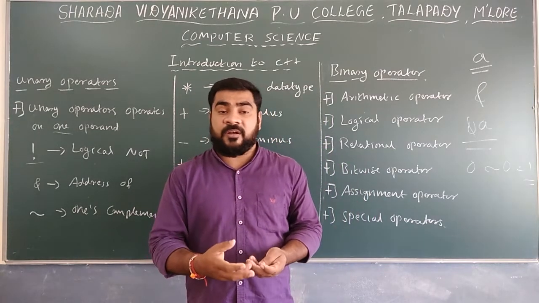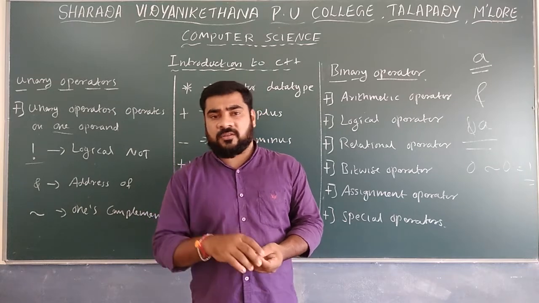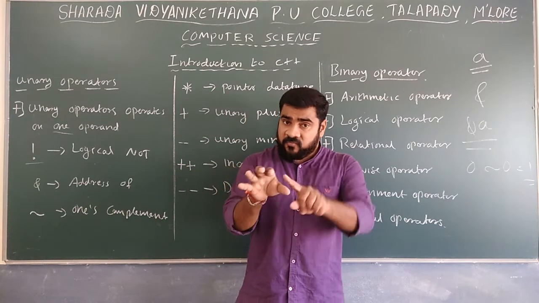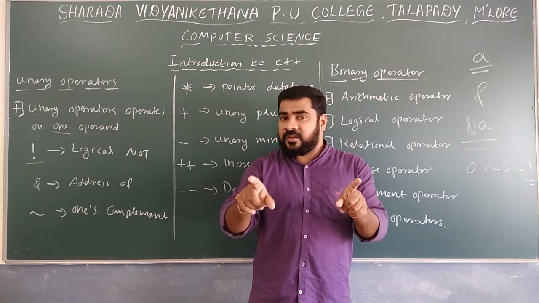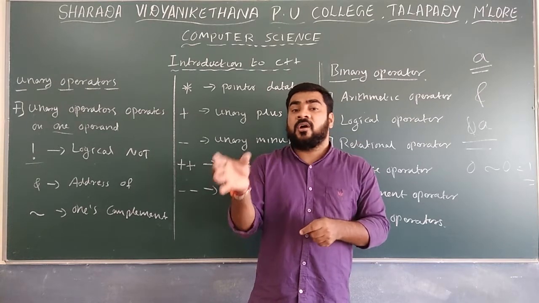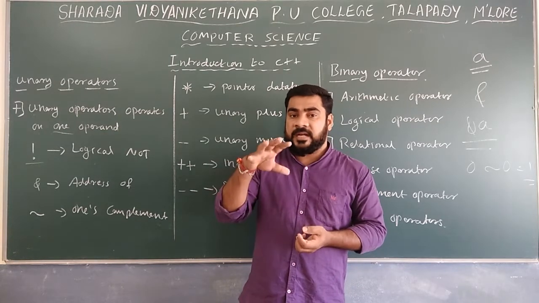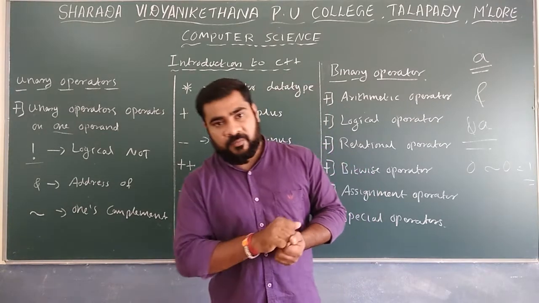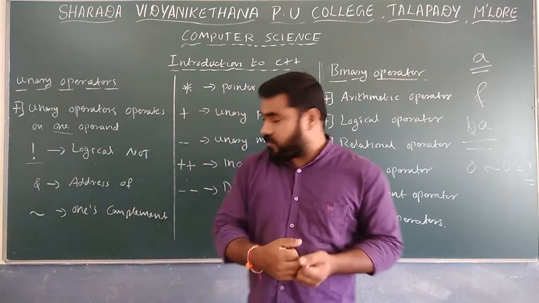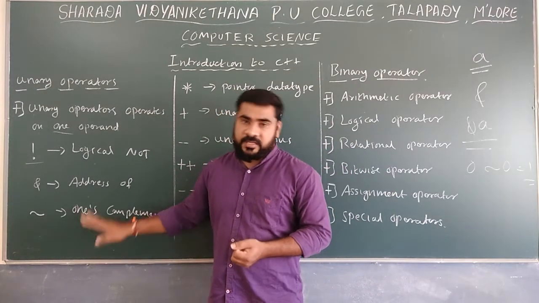So what does ones complement mean? If the value is 0, the ones complement is 1. Whenever the value is 1, the ones complement is 0. Finding the opposite values is known as ones complement. So whenever you want to find the ones complement, we use this negation operator.